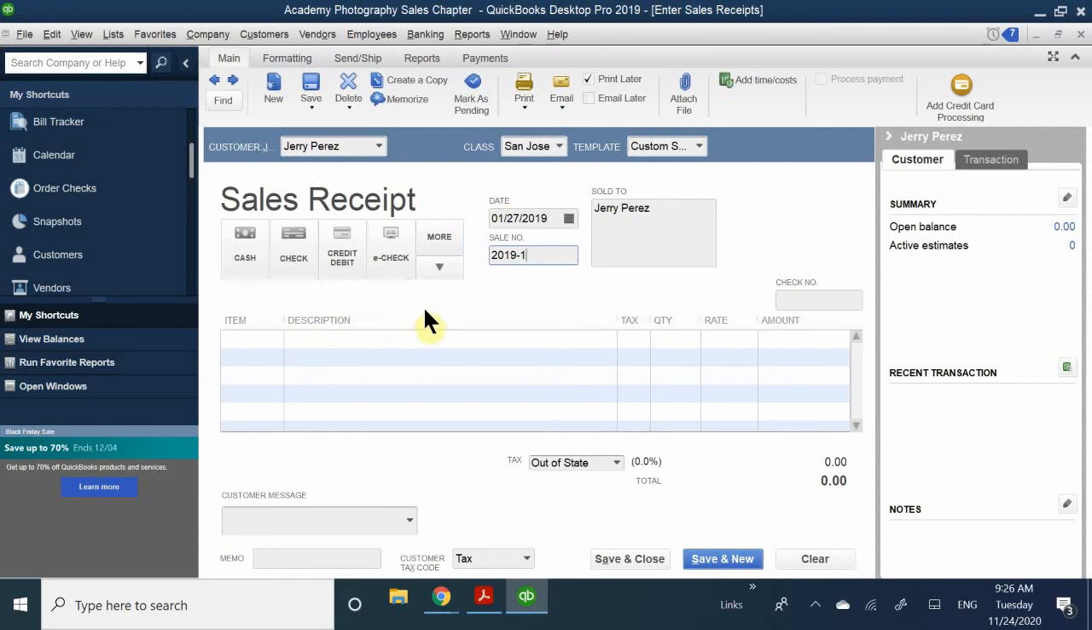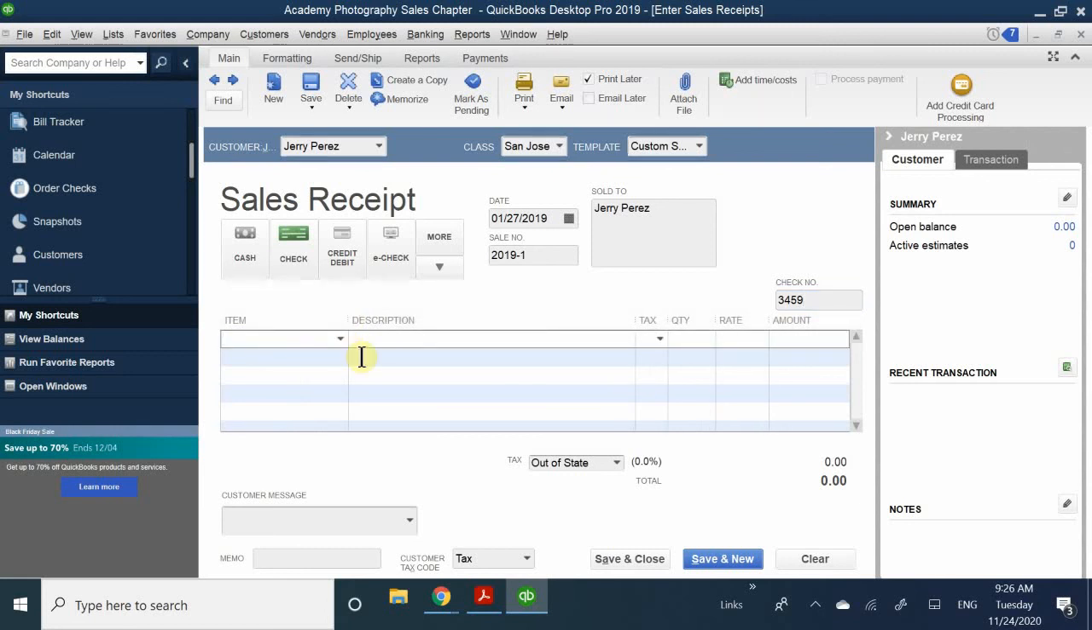Now, he's going to pay by check. What check number did he give us? 3459. Okay. Now let's go ahead and see what his total expenses was.